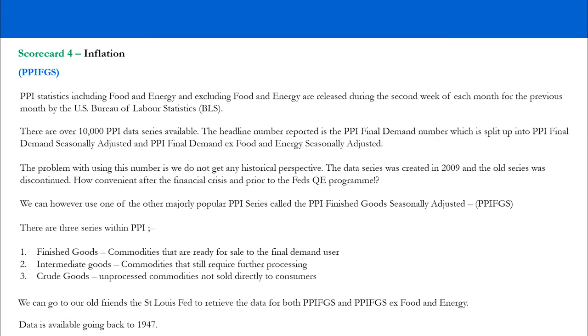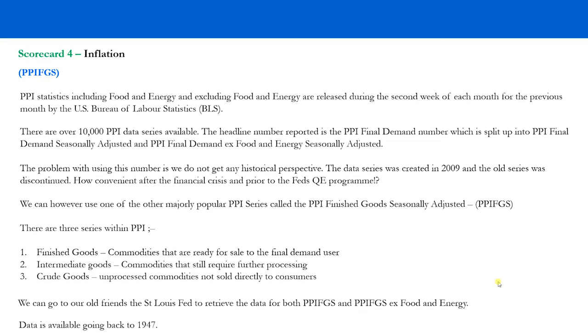And then we have crude goods, so unprocessed commodities that are not sold directly to consumers. So what we're going to focus on is the PPI finished goods, so actual goods that are ready for sale to the final demand user, so the consumer. And we can go to our old friends, the St. Louis Fed, to retrieve the data for both the PPI FGS and the PPI FGS X food and energy. The data is available going all the way back to 1947, which is what we like.